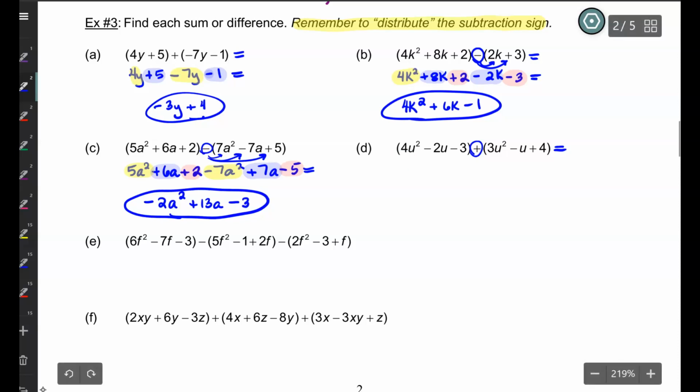So let's see. I have 4u squared and 3u squared. So that's going to give us 7u squared. I have a -2u and a -u. Remember, technically there's a 1 in front. So that's a -2 and a -1, which will give us a -3u. And -3 and +4 is going to give us a +1.